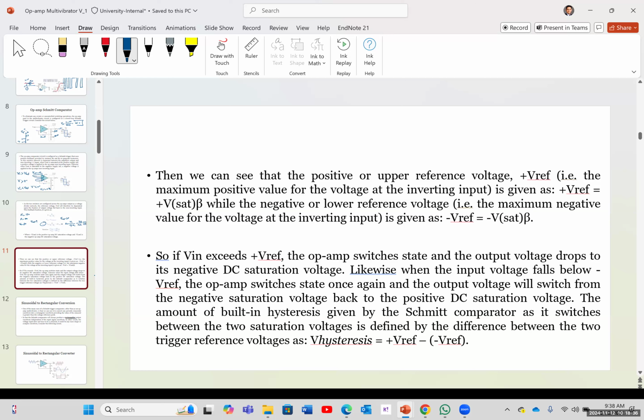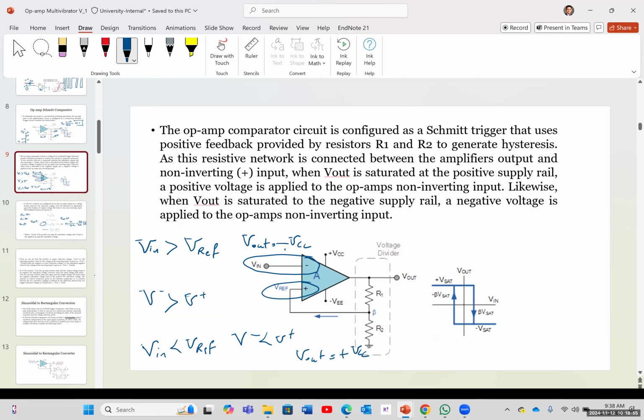The amount of built-in hysteresis given by the Schmitt comparator as it switches between the two saturation voltages is defined by the difference between the two trigger reference voltages, as V hysteresis is going to be positive V reference minus negative V reference. V hysteresis is actually the voltage that we see between this. We have a switching gap between these two. If the voltage is between these positive and negative V references, we're going to have a transition period.